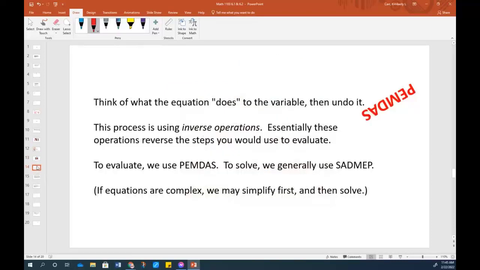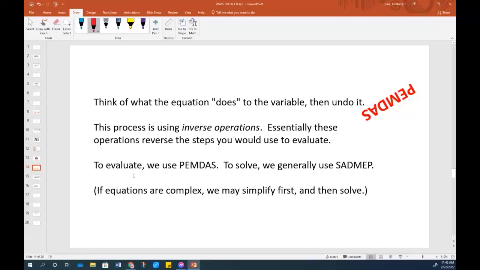In our last little session, we were talking about PEMDAS and order of operations. So you can think of it as: if you were plugging in a number, what would you have to do to that variable? What does this equation do to the variable? And then you've got to undo it. So I've got my PEMDAS kind of turned over and backwards here, because you have to really reverse this. Instead of undoing parentheses first, you have to undo them last.